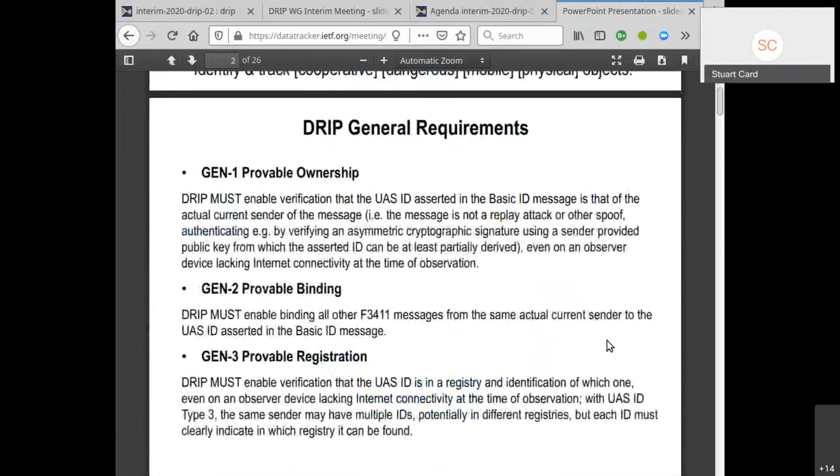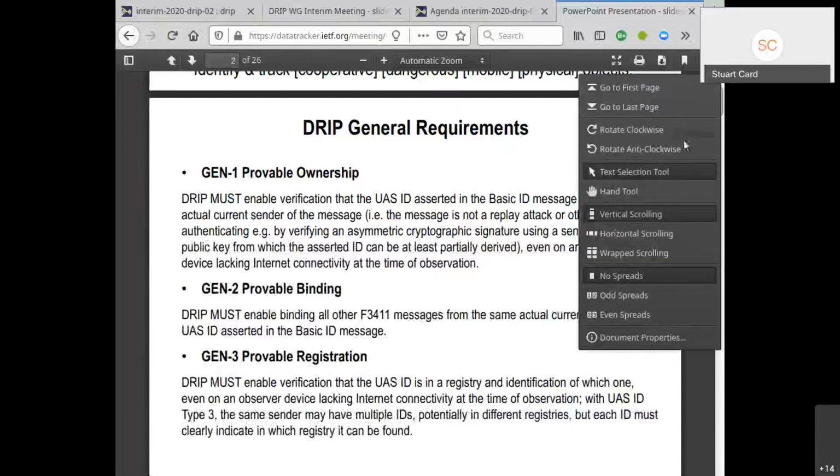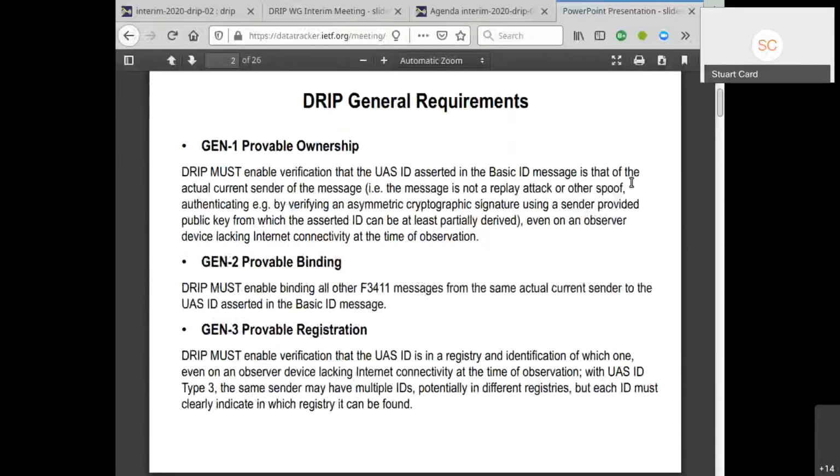Okay, so I'm jumping right in because you've all seen the background, and if you haven't, some of it's in the backup slides. The first three and most fundamental general requirements are provable ownership, provable binding, and provable registration. By provable ownership, this means that for the ID that is asserted, the prover needs to prove that in fact they are in possession of the private key associated with that ID.